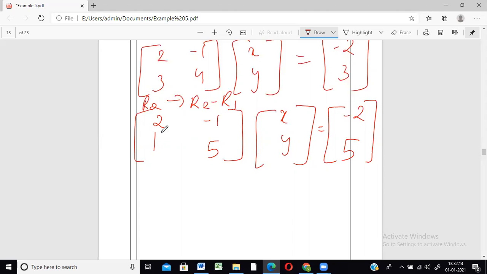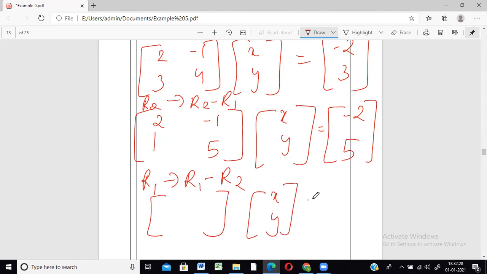See, if we do 2 minus 1, we get 1 here. So in the next step, 1 minus 1 easily gives 0. So R1 changes to R1 minus R2, X and Y as it is. Now the change is in R1. R2 we write as it is. R1 minus R2: 2 minus 1 is 1. Minus 1 minus 5 is minus 6. Minus 2 minus 5 is minus 7.